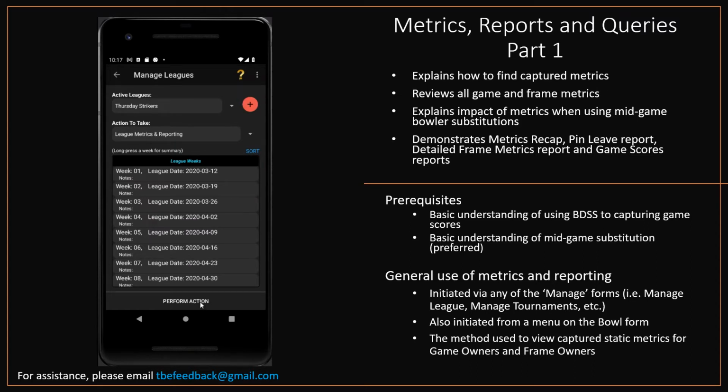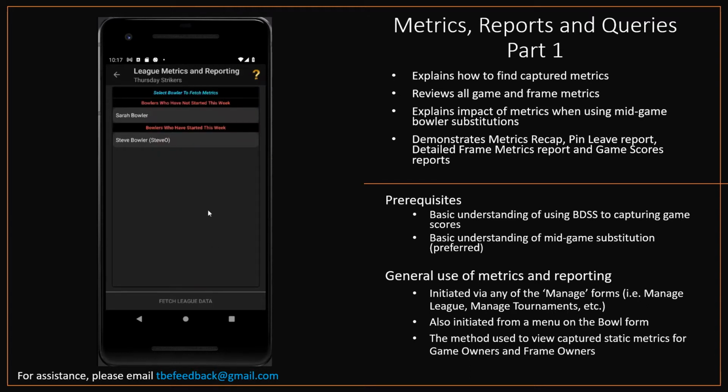Next, you have an option to select a specific league week to view metrics for just that week, or to not select a specific league week, in which case you'll only see metrics for the league in total. In this example, I'm going to select week 1 and click Perform Action. A form asking you to select the bowler for which you want to see the metrics will open, and it will tell you who started this league week.